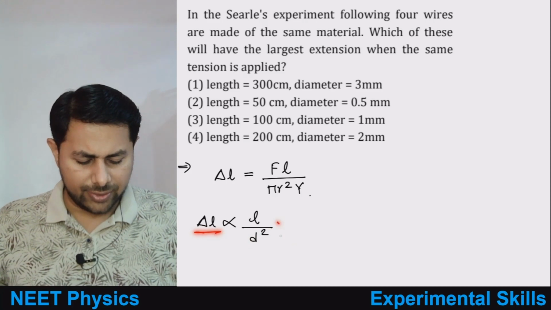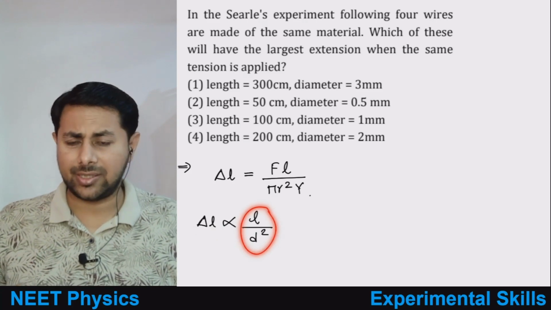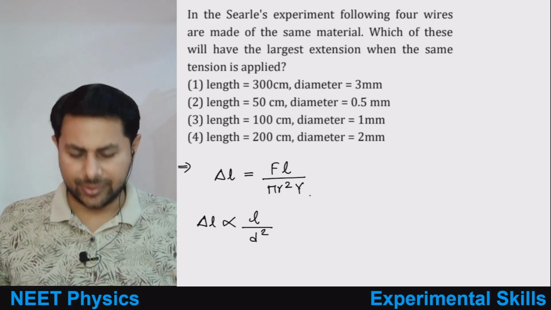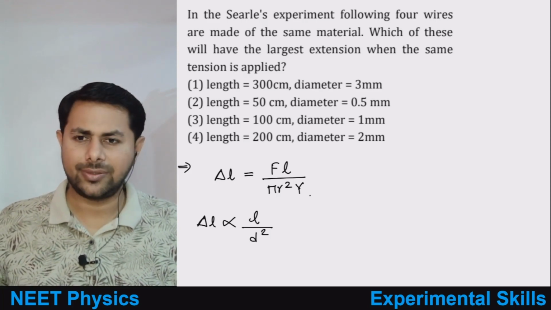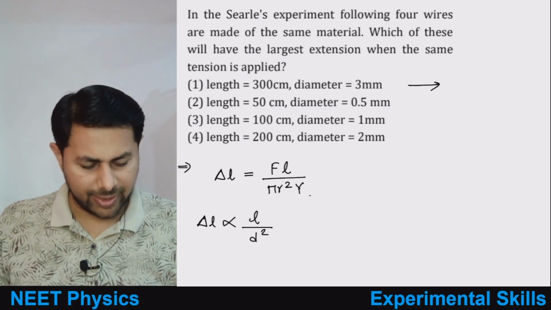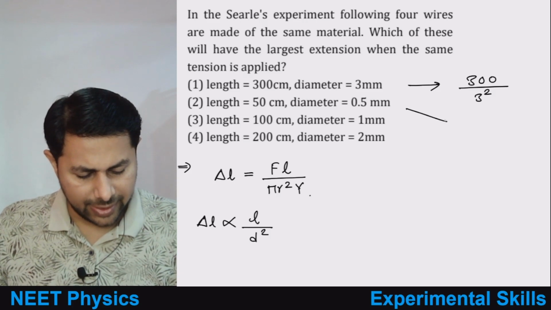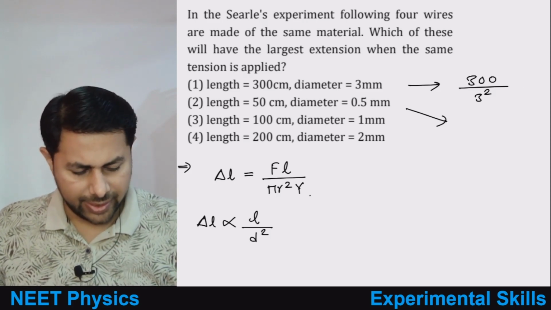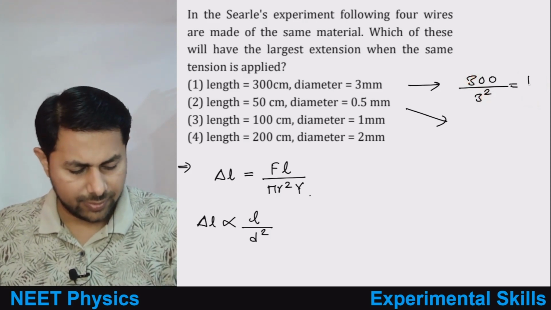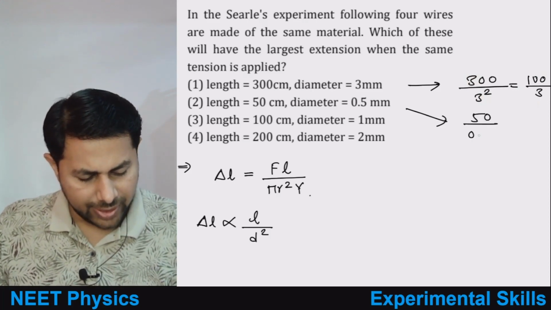Using this, just find out in which case this L by D square factor is largest, and in that case only the largest extension will happen, right? So this is very simple. Yes, no? So let's find it out. In first case, L by D square is what? 300 divided by 3 square. In the second case, this is 300 divided by 3 square, means 100 by 3. In the second case, it's 50 divided by 0.5 square.